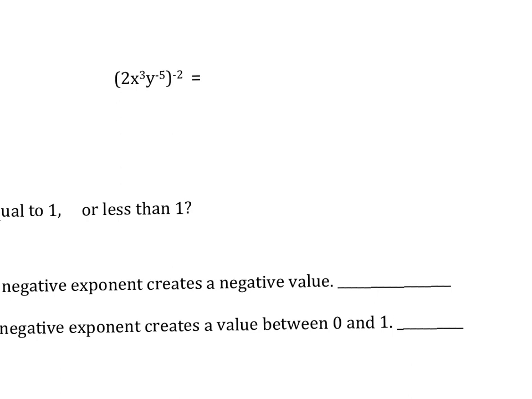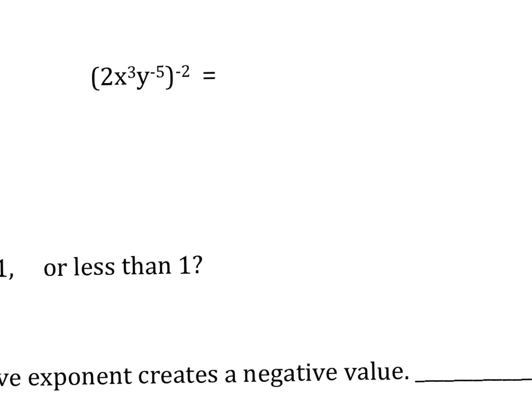So if I was to work on this challenge problem here, this is a power raised to a power, so this negative 2 gets applied to the 2, the x, and the y. So right now, this is a 2 to the 1st power. If I apply the negative 2nd power to it, it's 2 to the negative 2nd power, 1 times negative 2, times x to the 3 times negative 2, so that would be negative 6, times y to the negative 5 times negative 2, so that would be positive 10, y to the positive 10.